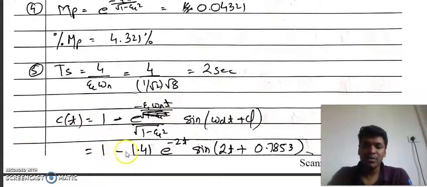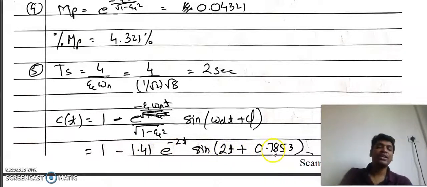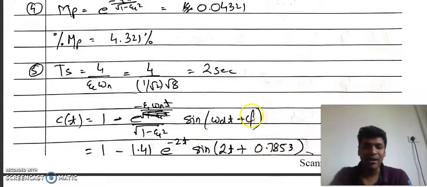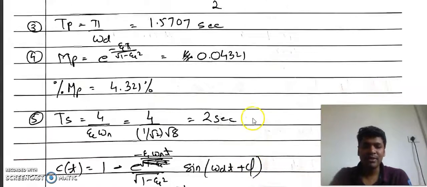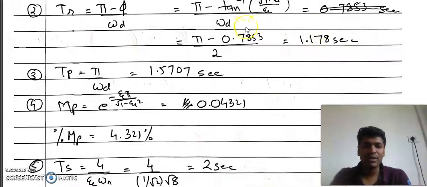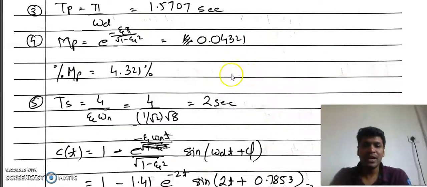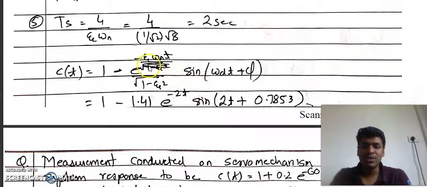You will get 1 minus 1.41 e raised to minus 2t sine of 2t plus 0.7853. So phi, I have taken the value of phi from here. We have calculated this phi, as well as we know all these values, zeta we know, omega n we know. So just simplify this and you will get this equation.